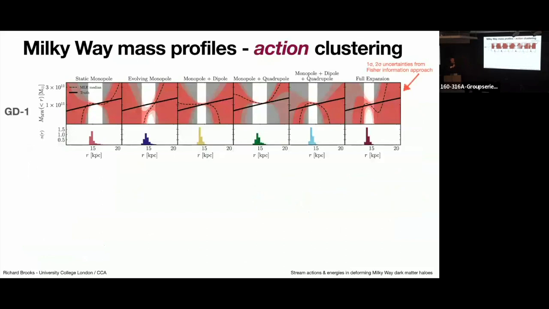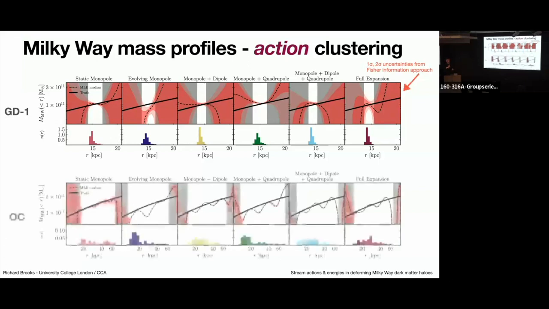Okay, just as a final couple of slides, this is the action clustering results. For GD1, the truth in the simulation is the thick black line, and our recovered one is the dashed line, again with the confidence intervals of 1 and 2 sigma. You can see that it does a pretty good job locally to recover the mass profile. Whereas this is certainly not the case for OC. Only in the case where the Milky Way halo wasn't changing are you able to still use these classical dynamical methods to recover the mass profile.